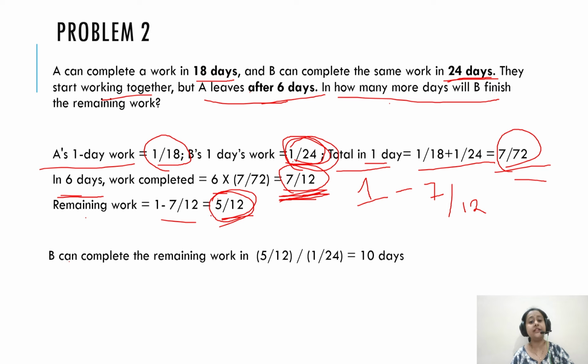Right? So it will actually be the remaining work divided by how much B can complete in 1 day. So remaining work divided by B's 1 day work will give you 10 days. That will give you the number of days required to complete the remaining work. So it will be remaining work divided by B's 1 day work, that will give you 10 days, which is the answer.